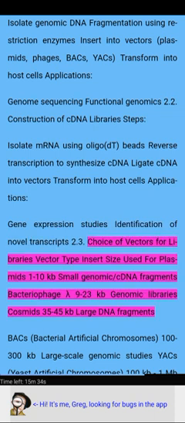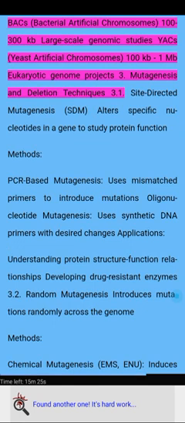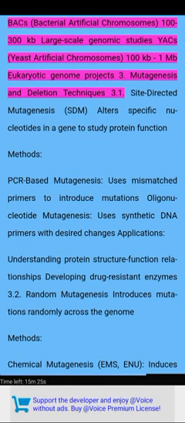2.3. Choice of vectors for libraries. Plasmids: insert size 1 to 10 kb, used for small genomic and cDNA fragments. Bacteriophage lambda: 9 to 23 kb, genomic libraries. Cosmids: 35 to 45 kb, large DNA fragments. BACs, bacterial artificial chromosomes: 100 to 300 kb, large-scale genomic studies. YACs, yeast artificial chromosomes: 100 kilobases to 1 megabase, eukaryotic genome projects.